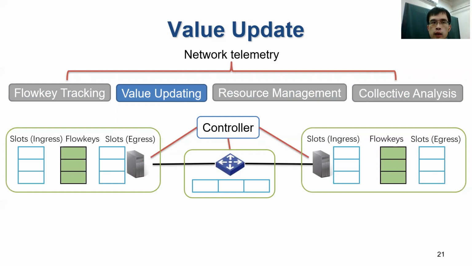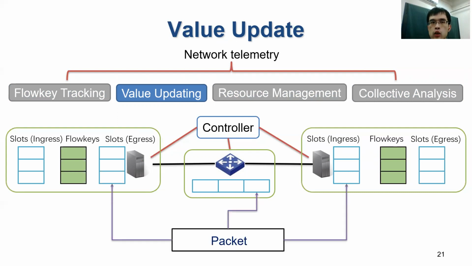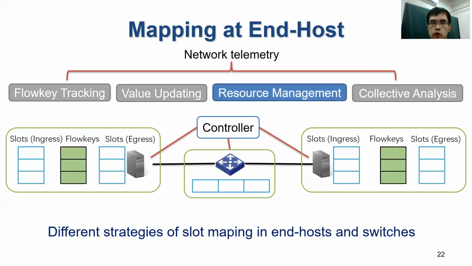And there are 2 types of slots designed for egress traffic and ingress traffic, respectively. When a packet arrives in a device, we select 1 or more slots and then update their values based on the packet information. The third partial operation, flow mapping, determines how a flow associates with its slots.